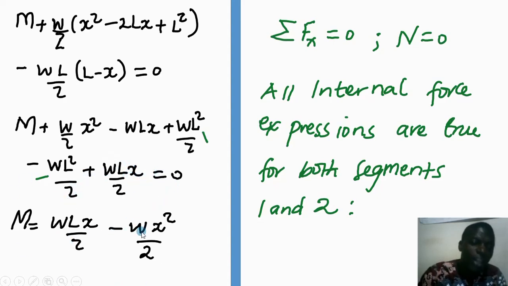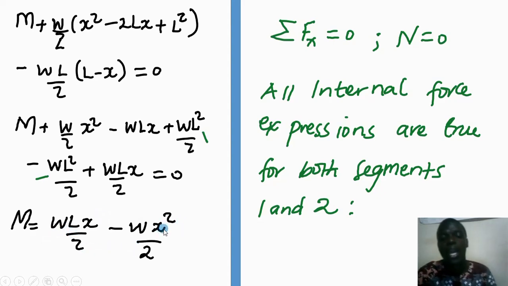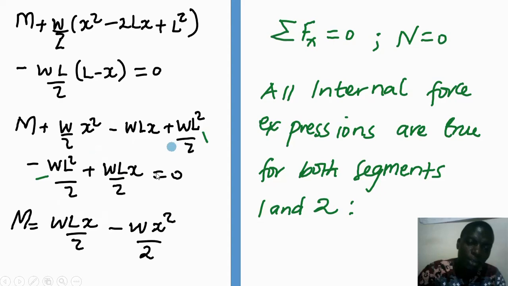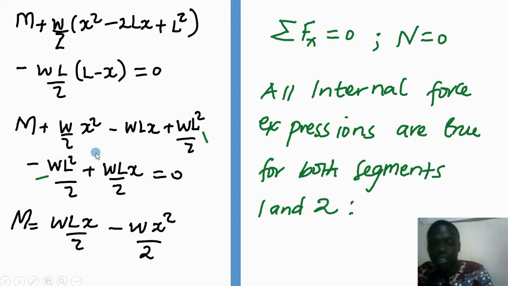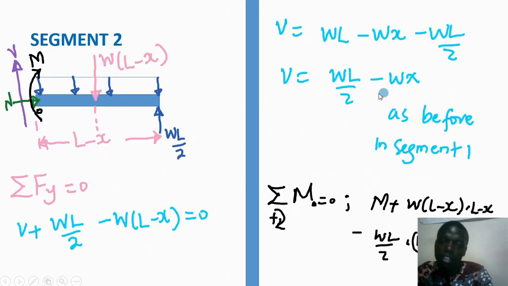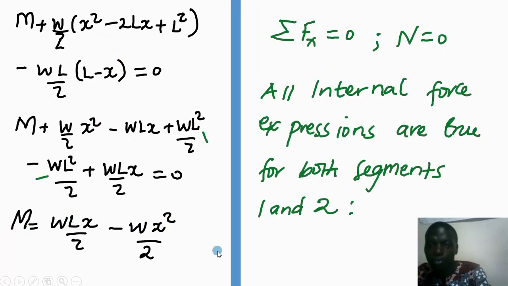So when I solve, finally I will have this expression, the bending moment varying as wLx out of 2 minus wx squared out of 2. I think this is understandable, and therefore we find that we have the expressions for both the shear force, this is the variation of shear force, and also the bending moments.